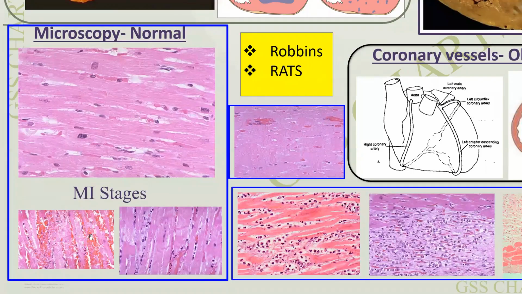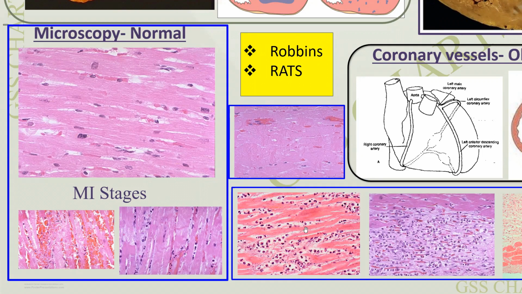Initially, there will be just a hemorrhage. There is a necrotic fiber or multiple bundles of necrotic fibers, and there is just hemorrhage. This is followed by the inflammatory infiltrate, which I am finding as multiple dark blue dots. They are all the nuclei of the neutrophils, which are infiltrating.